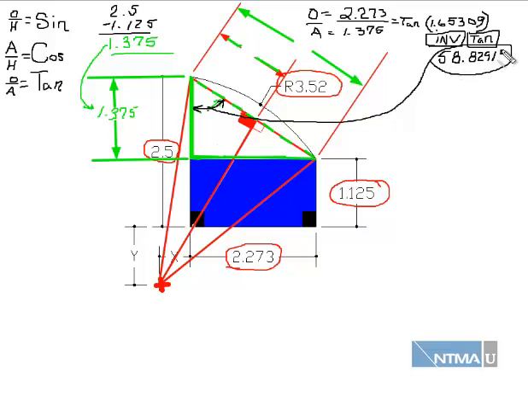58.8291 degrees, decimal degrees. Remember, that's not in degrees, minutes, and seconds, and there is no 82 seconds or minutes, nor is there 91 seconds or minutes. It has to be less than 60. So you know you're in degrees, decimal degrees. Okay? So that's what that angle is right there.